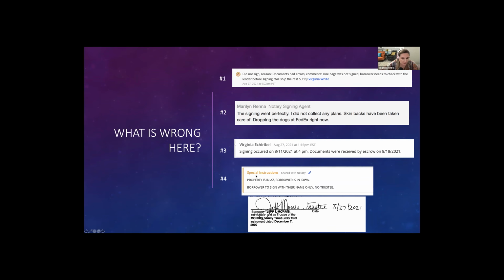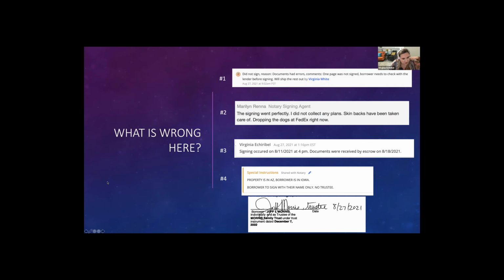What it is on this one is, let's look at the special instructions. On our site, the special instructions are: property is in AZ, borrower is in Iowa, sorry. Then borrower to sign with their name only, no trustee. And yet the borrower signed with comma trustee. So the error on this is that the special instructions said name only, no trustee, and they signed with trustee. So this one, we've got to follow special instructions. All right. What about these other ones? Number 1, 2, or 3?